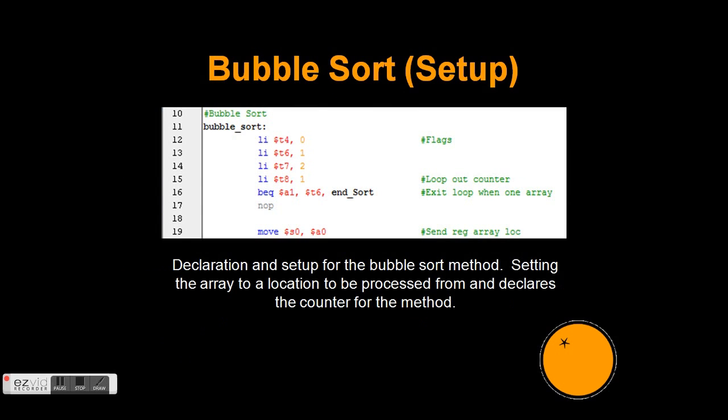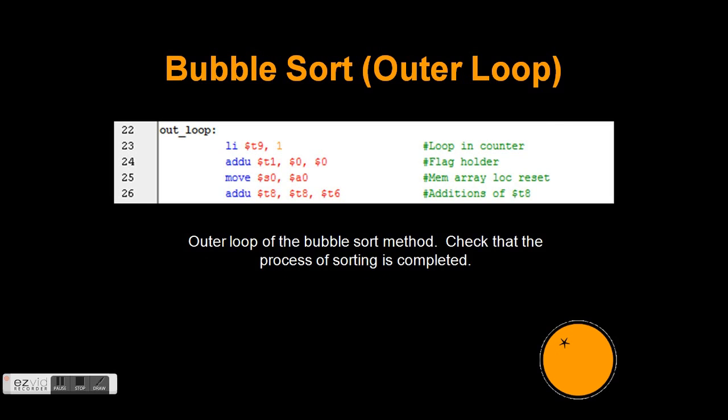For my bubble sort, this is the setup. Basically, it's my declaration and setup for the bubble sort method, setting the array to a location to be processed from the declares, and the counter for the method. As you can see, I have good comments there, so you can follow each line and know what's going on. Also, I have the outer loop that checks the process for the sorting to be complete.